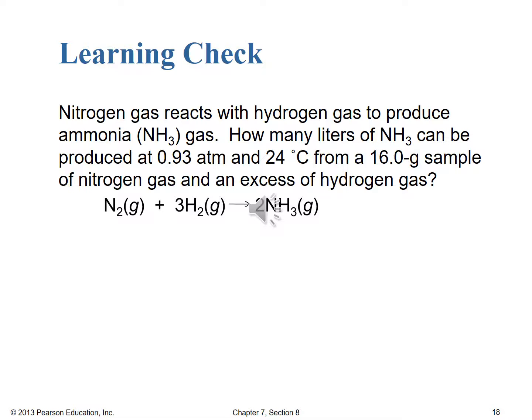Okay, so in this learning check, we see that nitrogen gas reacts with hydrogen gas to produce ammonia gas. How many liters of NH3 can be produced at 0.93 atmospheres and 24 degrees Celsius from a 16.0 gram sample of nitrogen gas and an excess of hydrogen gas? And we're given the balanced chemical equation to see those mole-mole ratios necessary for the nitrogen and hydrogen to react and form our ammonia product. So go ahead, stop the video here, solve the problem, and start back up to check your work.